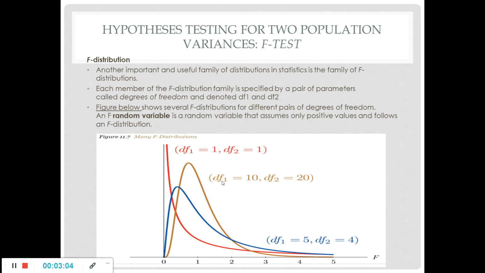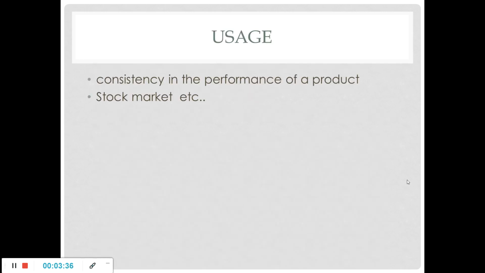But when you increase the degrees of freedom, you will see even the F distribution tends to the normal distribution. It can be more than 30. When it goes more than 30, you will see it follows almost a similar shape to the normal distribution. So that is all about the F distribution.